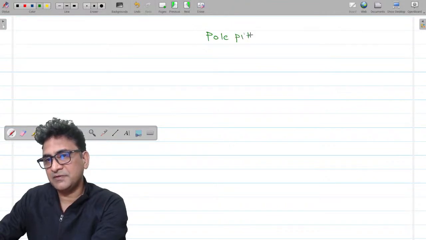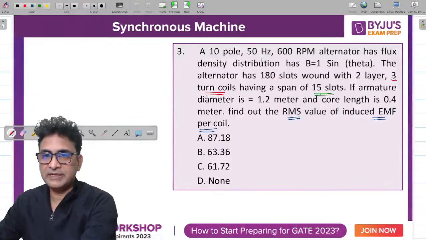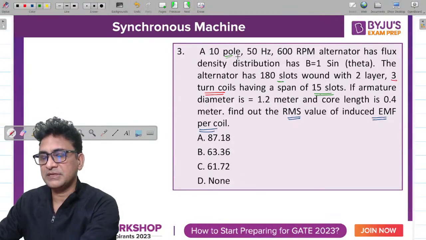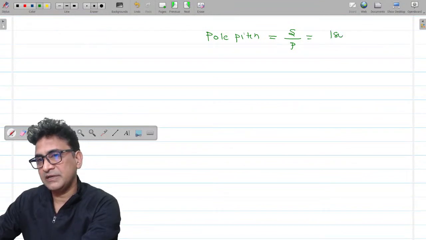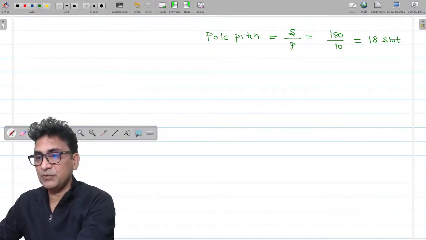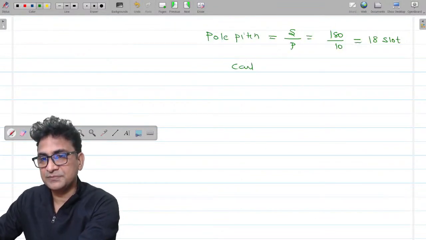In terms of number of slot, we know the pole pitch is the slot divided by total number of pole. So the alternator has 180 slot and the total pole is 10. 180 divided by 10. The pole pitch is equivalent to 18 slot, but my coil pitch is equal to 15 slot only.